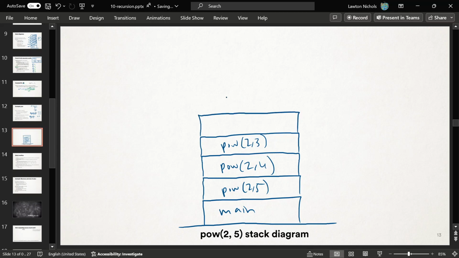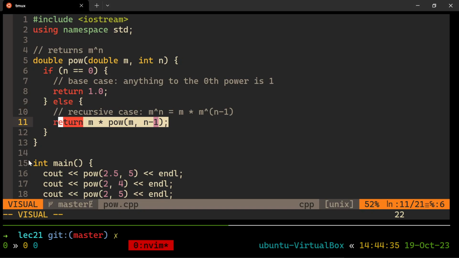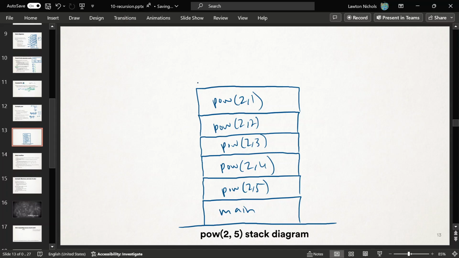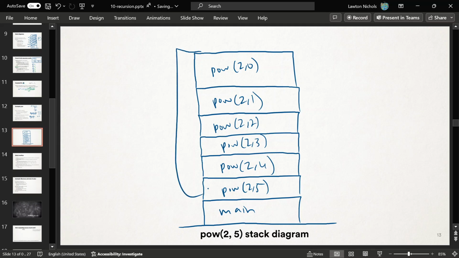And I think you get the idea now. Pow 2, 3 is going to call pow 2, 2. Pow 2, 2 is going to call pow 2, 1. It wants to multiply its 2 by it. And then pow 2, 1 again hits here once more. It's going to return its 2 times 2 to the 0th power. We'll go off and ask for that. So this is 6 separate calls to pow sitting on the stack at once.